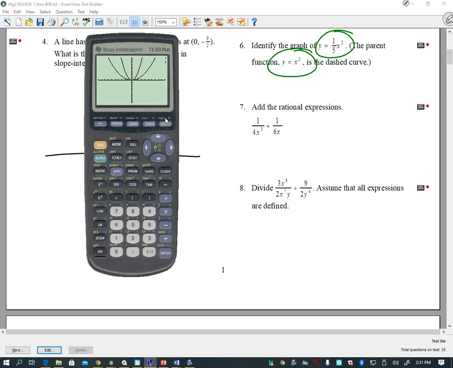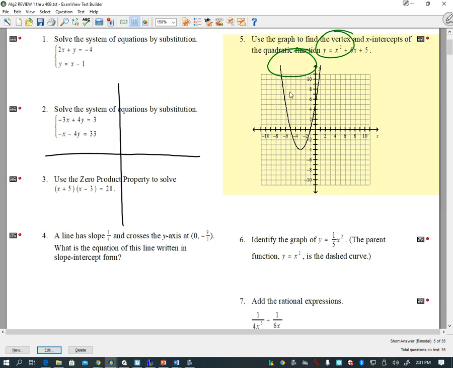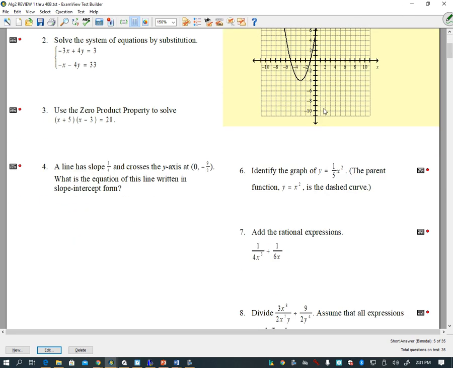And so we should see something like this. Does that make sense? All right. So I think that kind of takes care of number 6. All right, let's see, what's next? 26?